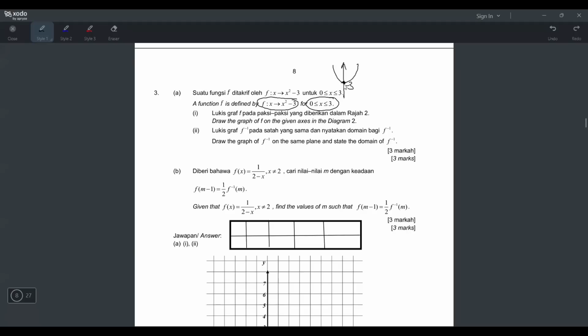Okay, it means the minimum point later will be (0, -3), right? But you can only draw the y-axis in the middle like this when b is 0. Because when b is 0, the axis of symmetry will be the y-axis, right? Only if b is 0. If it's not, then don't assume like that, right?